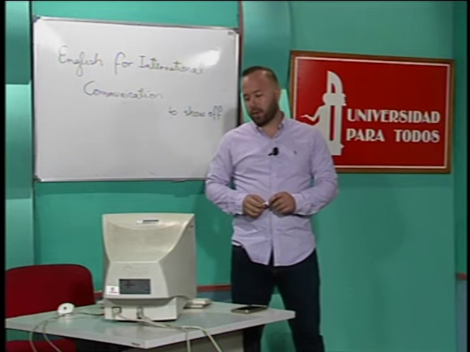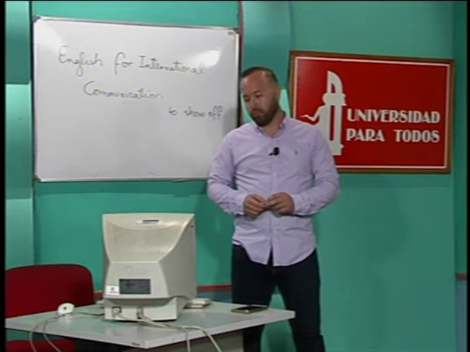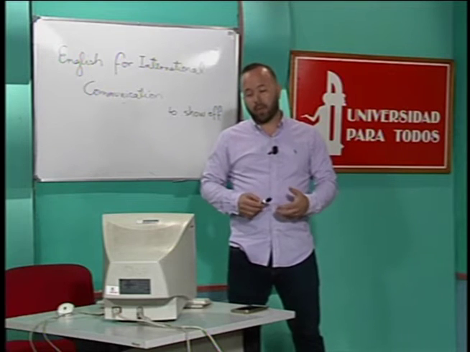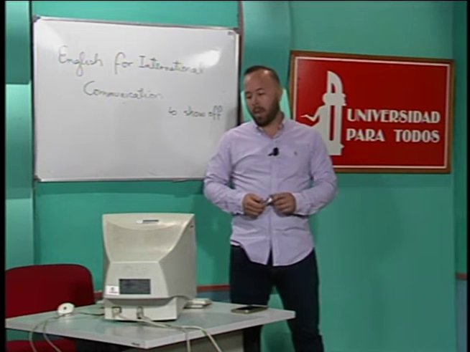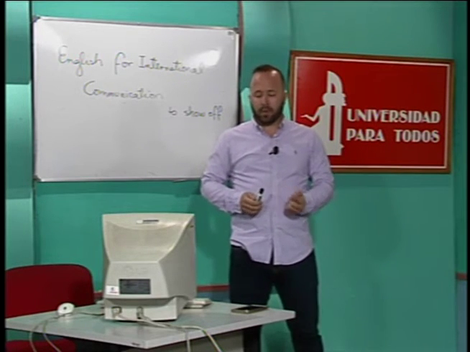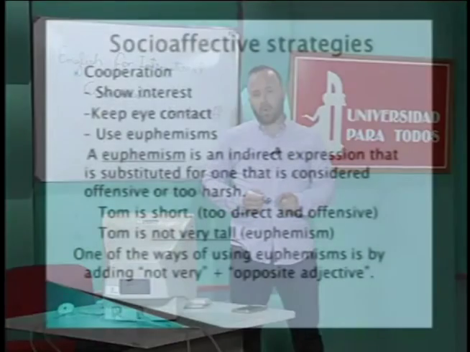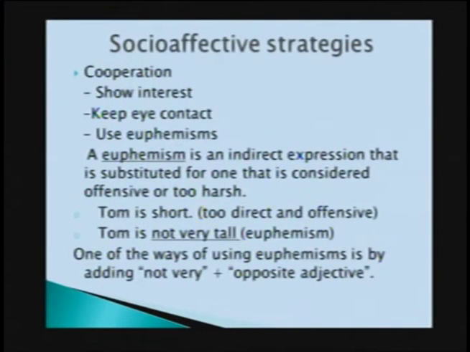So one of the ways, as you can see there, of using euphemism is by adding not very and the opposite adjective. So these are some of the strategies we use to sound nicer, to be more polite. A euphemism is one of them. And maybe you say here, well, euphemism begins with a vowel, the vowel E, right? And then I wrote A. How is that possible? A euphemism. Remember, when the word is pronounced, in the case of euphemism, you don't use N, you use A. That's why I wrote a euphemism.